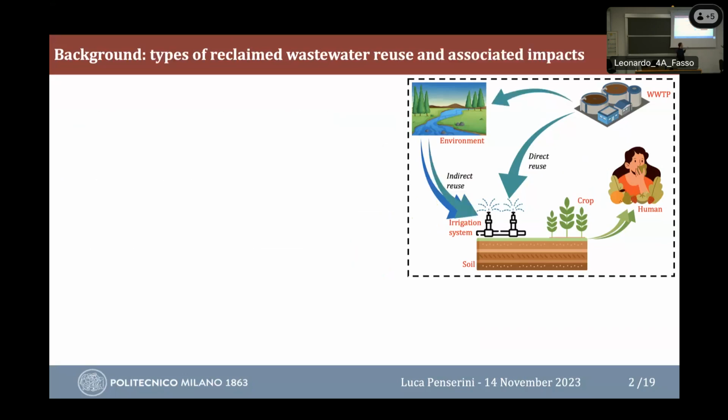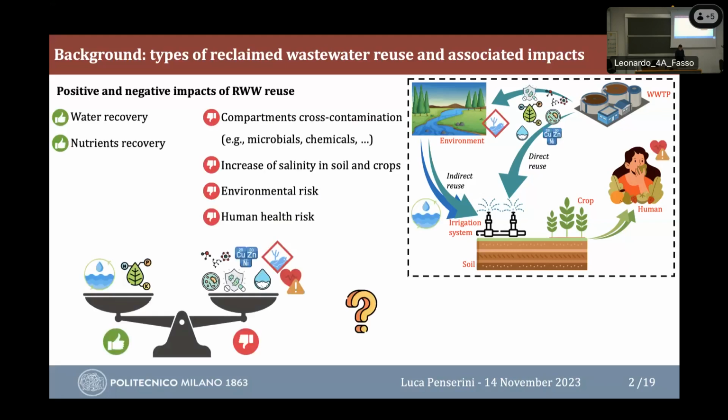It's important to specify that reuse can happen in two ways. We can have direct reuse, where the wastewater is conveyed to the irrigation system by a dedicated network, or we can have indirect reuse, which is basically what is de facto happening: water is discharged into the environment and then it's taken from the environment to irrigate. It's important to keep in mind this differentiation.